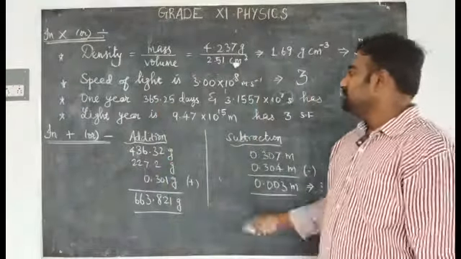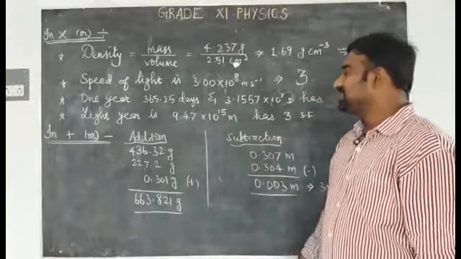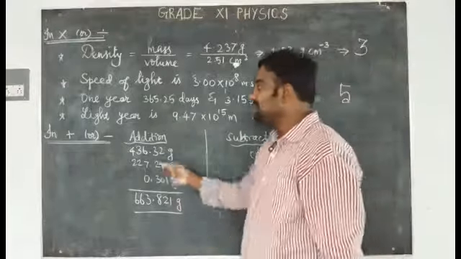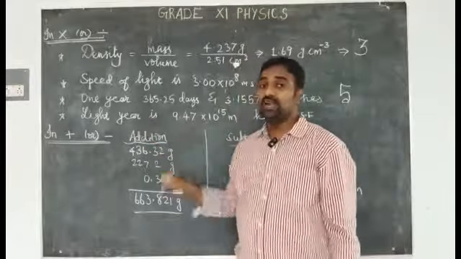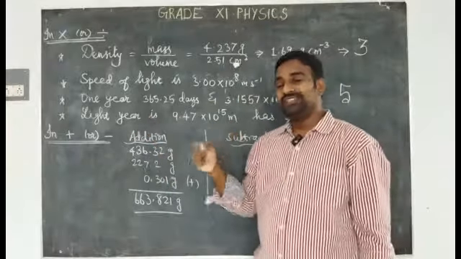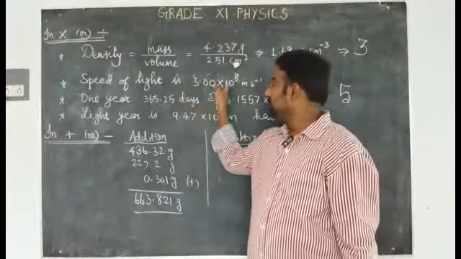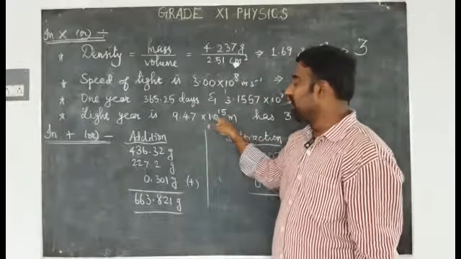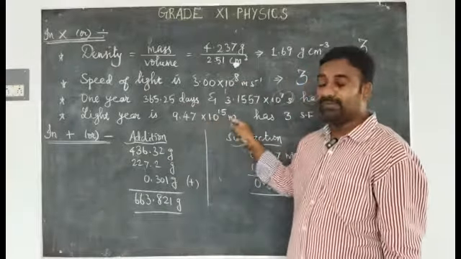So this is also a multiplication case. Next one, light year. What is a light year? It is the distance traveled by light in 1 year. That is, if we take the speed of light per second and travel for 1 year, how much would it be? It is 9.47 into 10 to the power 15 meter.